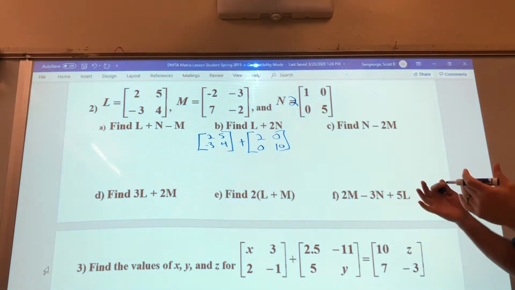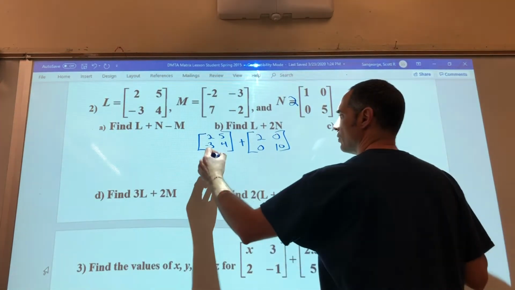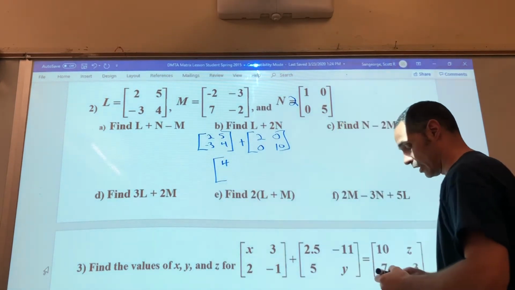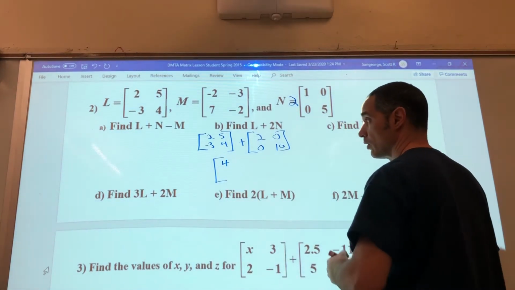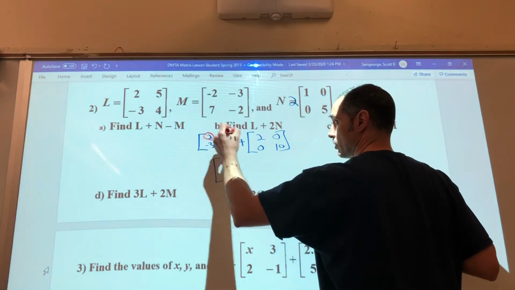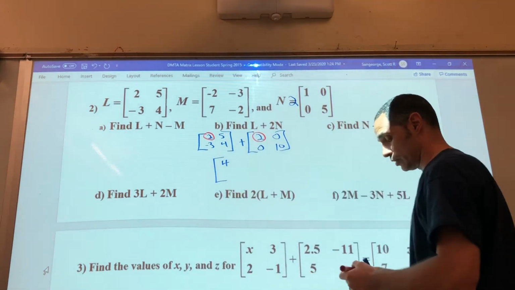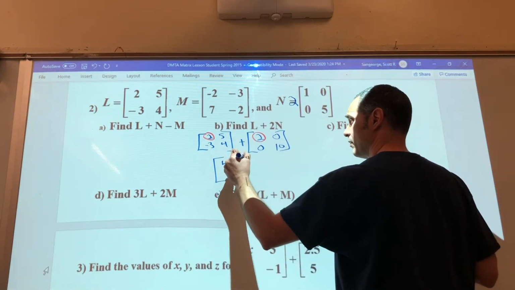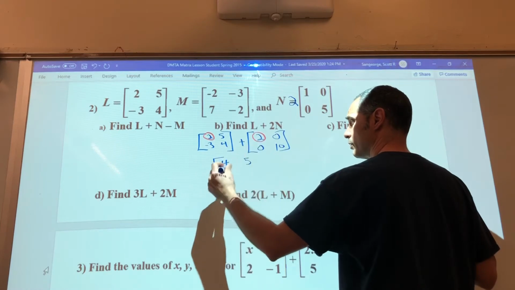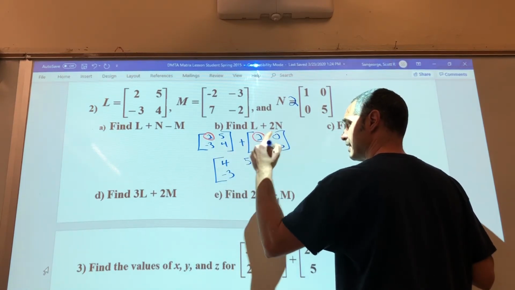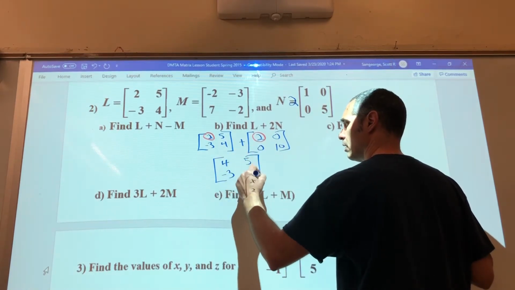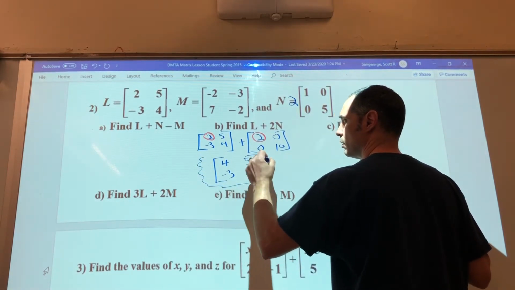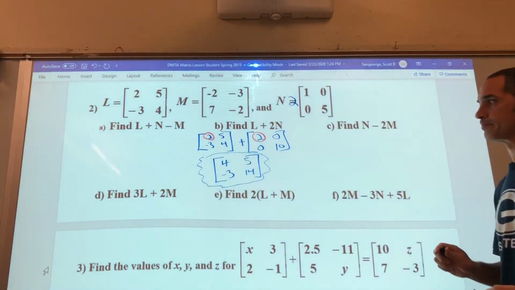And then the final operation is when we add them together. So we will get 2 plus 2, that's 4. Remember, we're adding the corresponding elements. So the first element in this matrix will add to the first element in this matrix, and so on. So we have 5 plus 0, which is 5. Negative 3 plus 0, which is negative 3, and 4 plus 10, which is 14. And this would be our final answer.